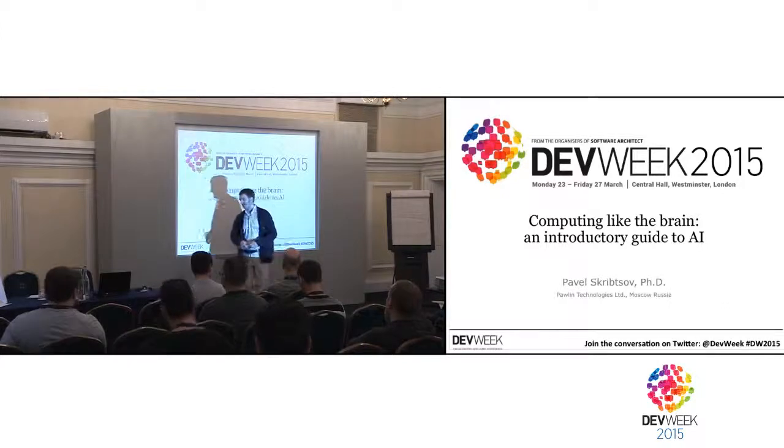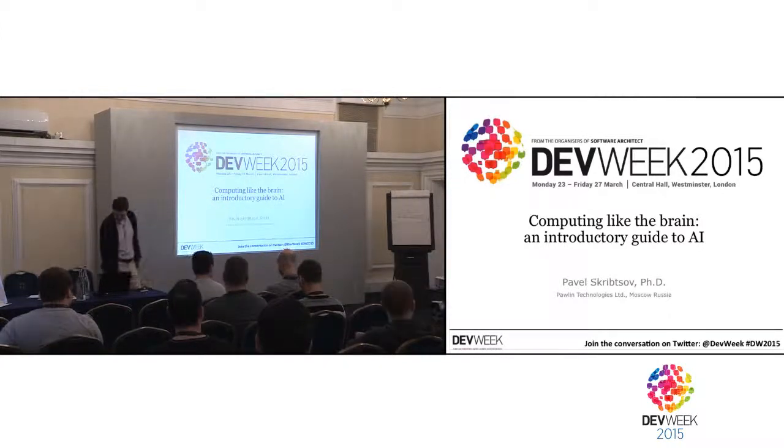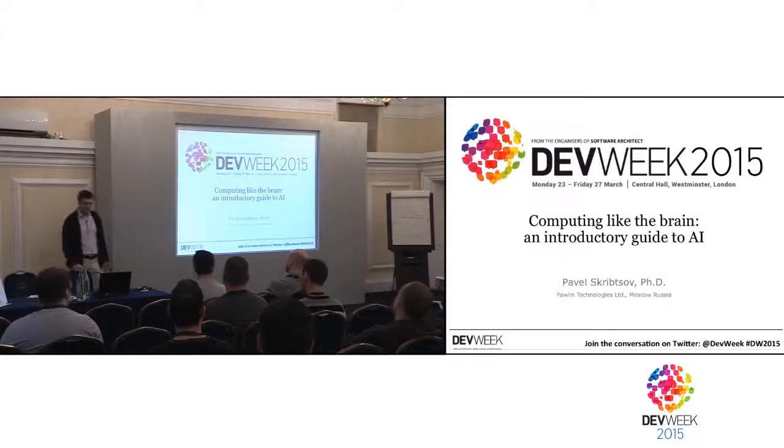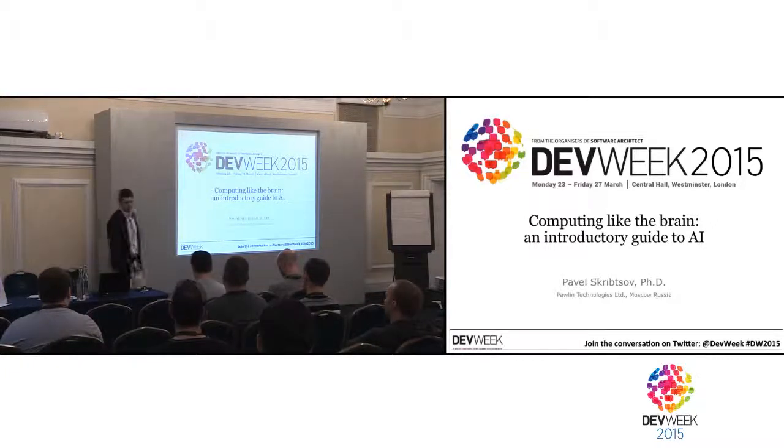Okay, I think now we can make the real start. My name is Pavel Skribtsov. We will talk today about artificial intelligence and computing like the brain. It's an introductory lesson that can deal with minimal initial knowledge and will explain how things work in general. Tomorrow we can continue with another session devoted to deep learning architectures.